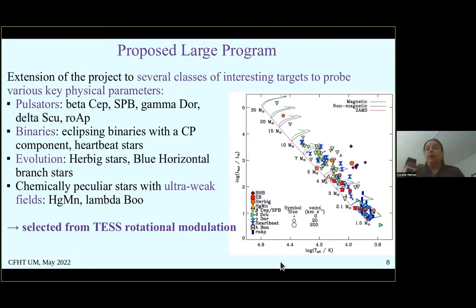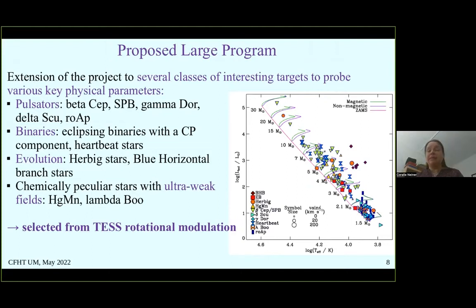Since this pilot project has worked very well, we decided to extend it to several classes of targets to probe the various key physical parameters that we're interested in. And we grouped these targets in two categories, but this is a bit artificial because some stars could fall in various categories. So we want to look at pulsators with the aim to do magneto-asteroseismology.